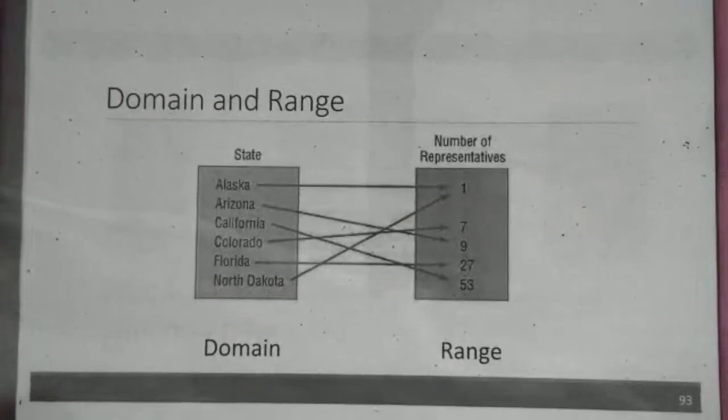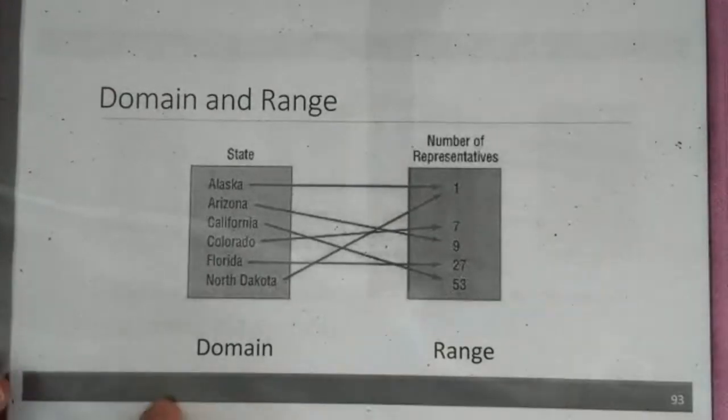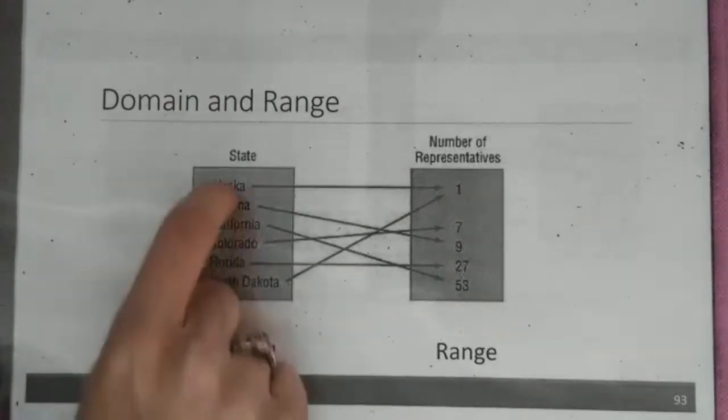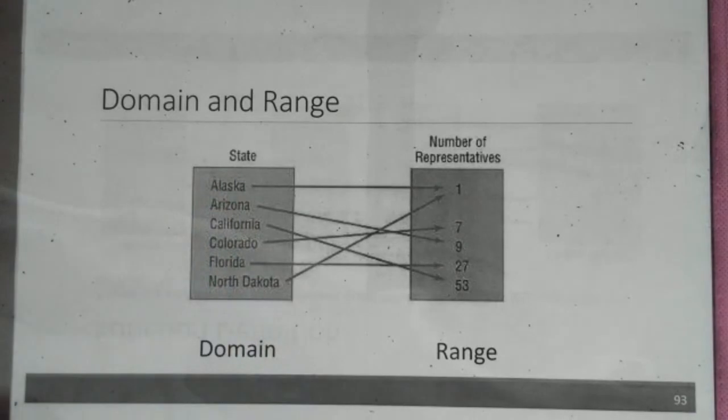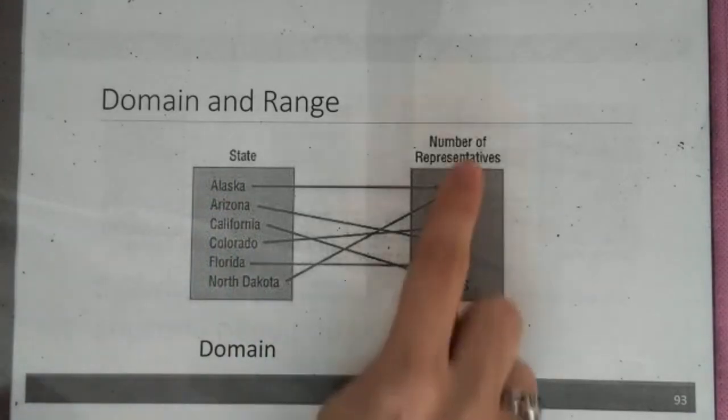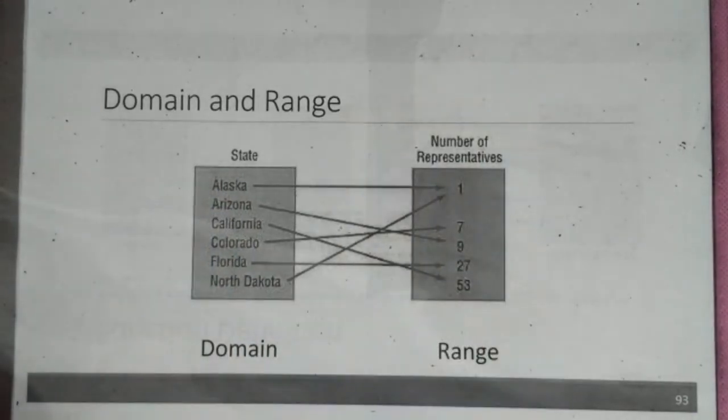So we're going to talk about the domain and range. The domain is going to be the set of all of your inputs. So in the case of states and their number of representatives, the domain is going to be all the states because that's the inputs, and our range is going to be all the number of representatives that you can have.